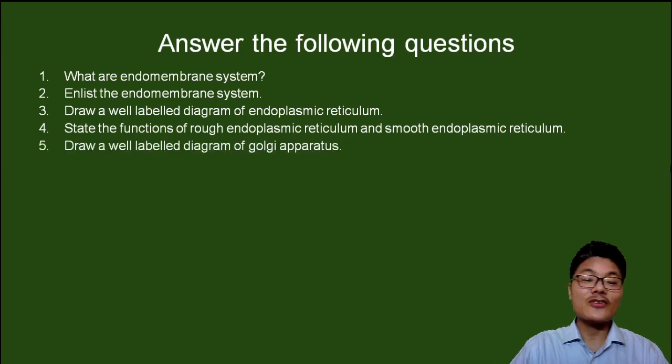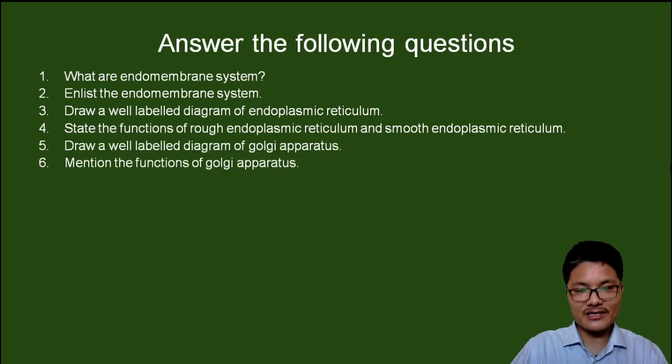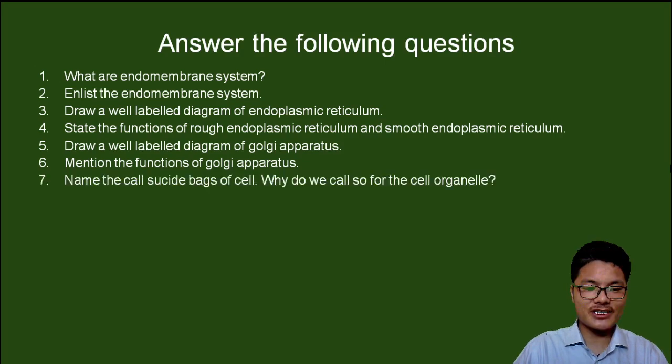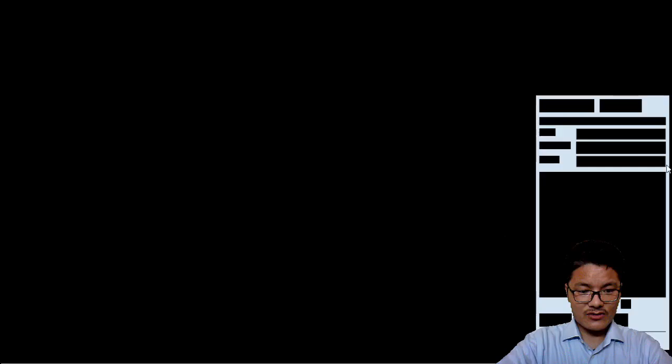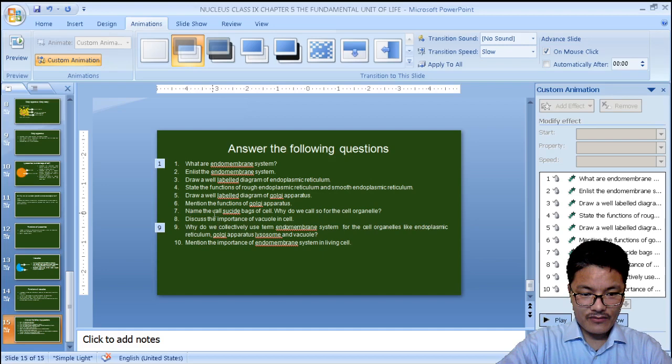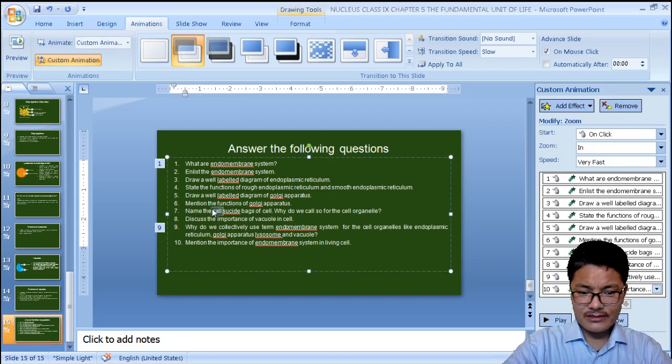Fifth, you also have to draw a diagram of the Golgi apparatus. Without drawing diagrams, we won't be able to learn the cellular structures. Sixth, you have to mention the functions of the Golgi apparatus. Functions are understood once we know how to draw, and after understanding the structure of the cell organelle, we can easily state the functions. Seventh, name the suicide bags of the cell.